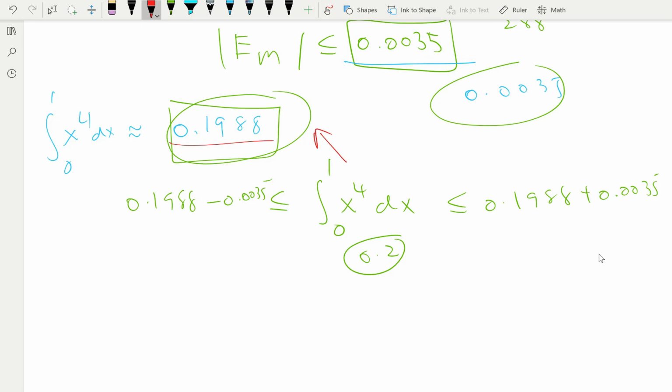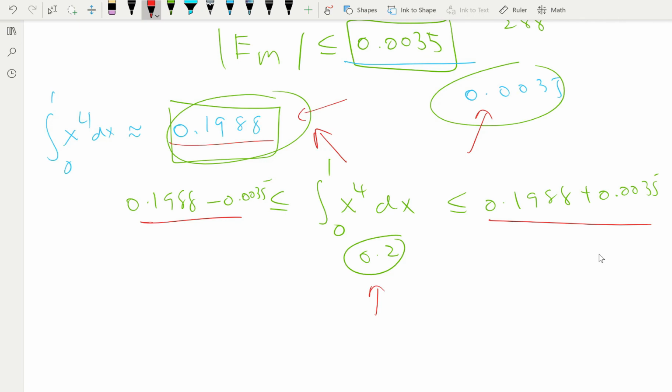Pretend that you don't know it's 0.2. If it is an integral that you really can't solve, we don't know whether the midpoint result is an over or underestimation. So what you can do is, if you add the error to the approximation, you can find an upper bound. If you subtract, you can find a lower bound. The real integral value is between this upper bound and lower bound. So that's another thing that we can say using these error bound formulas.